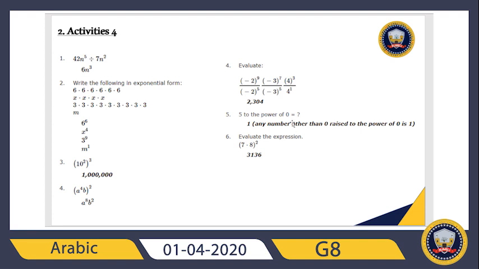Now 5 to the power of 0 is what? Of course it is 1. Any number other than 0 raised to the power of 0 is always 1.